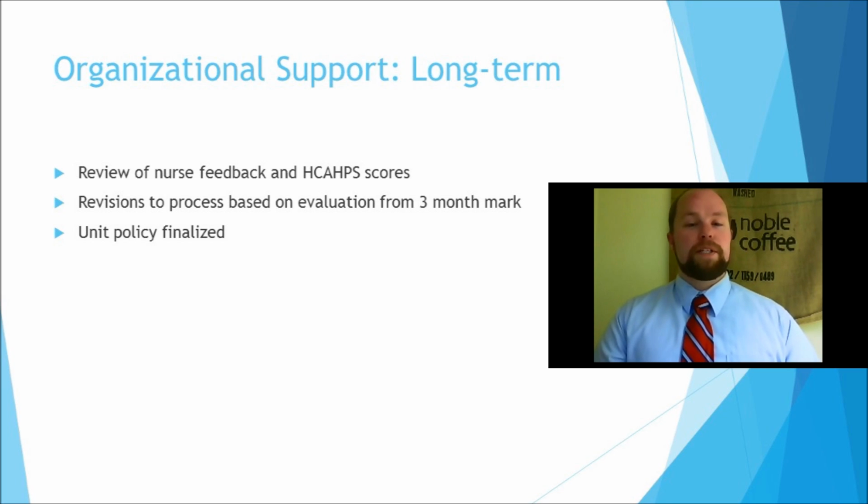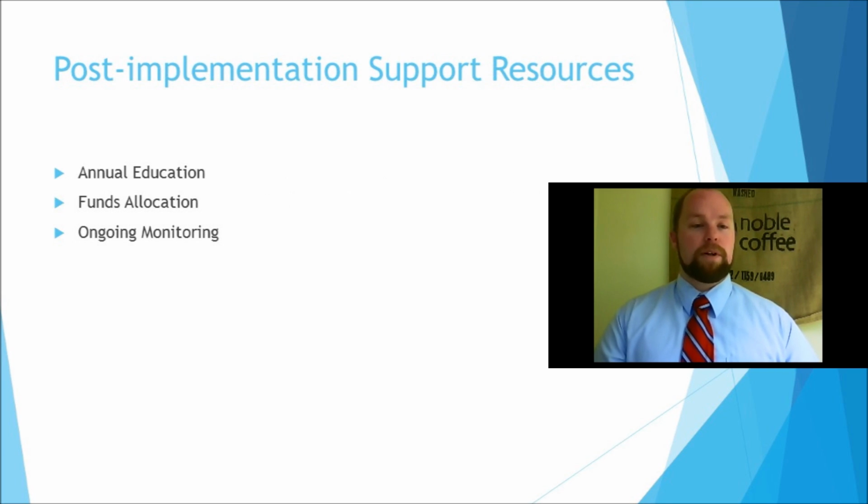Long term, for organizational support, as I said, we'll review the nurse feedback and the HCAP scores and make the revisions on this. Once we feel that we've reached a point that the process is working well and the desired outcomes are being achieved, we'll need to have a more formal unit policy finalized to have a reference for staff to follow, as well as hold staff accountable to. And that'll be finalized after we get those other evaluations done. For the long term, they will continue chart audits and individual follow-up for staff that aren't performing to the standard expected.